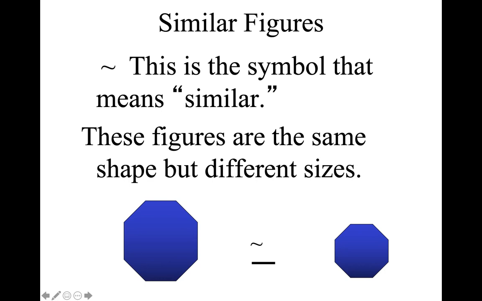This little squiggly line symbol, this is the similarity symbol. This is the symbol we use for similar. So if I put octagon A, squiggly line, octagon B, that means that octagon A, or this blue octagon, is similar to this smaller octagon, or octagon B, okay? So it means that they're the same shape, but not necessarily the same size. Okay, there's a scale factor that relates this big one to this small one.